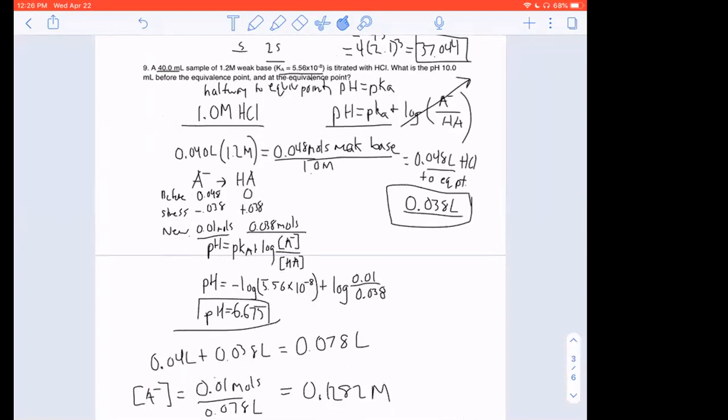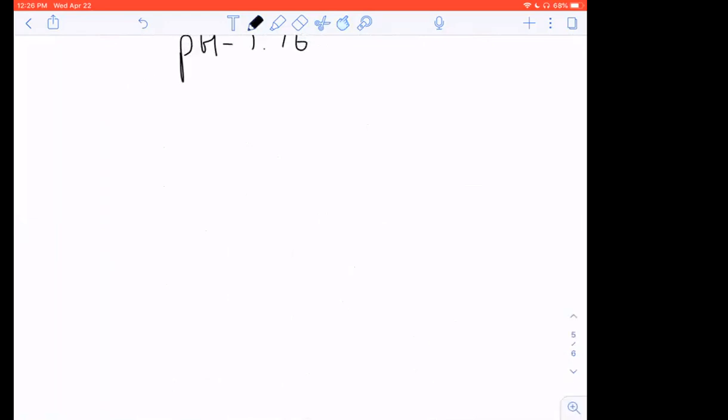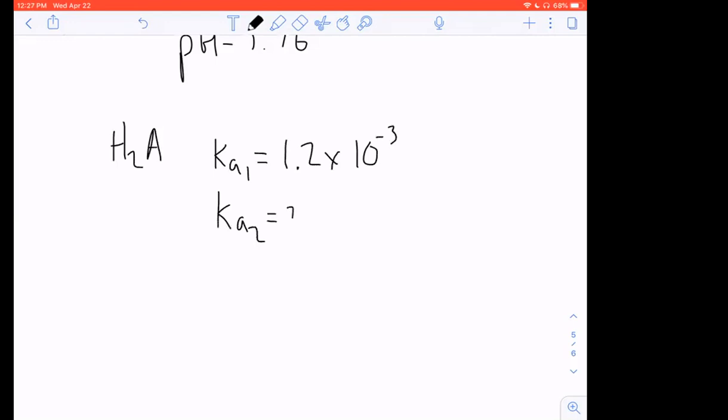Oh yeah, I can talk about polyprotic acids. So for polyprotic acids, I'll just scroll down here. I'm gonna make up an acid. Let's say we'll just call it H2A, and we'll say that it has a Ka1 that equals 1.2 times 10 to the minus 3rd. We'll make Ka2 equal 2.8 times 10 to the minus 8th.